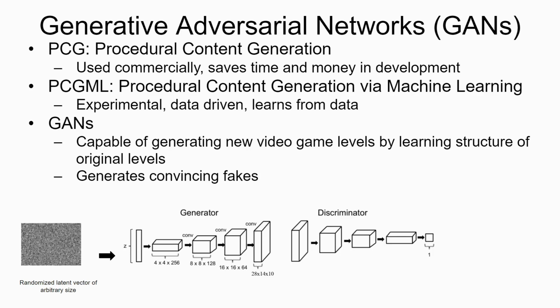There are two key components to training a GAN. First, there's a generator, the GAN, which is responsible for generating an image based on a randomized latent vector. Next, there's a discriminator, which is trained to recognize whether a given image is real or fake.